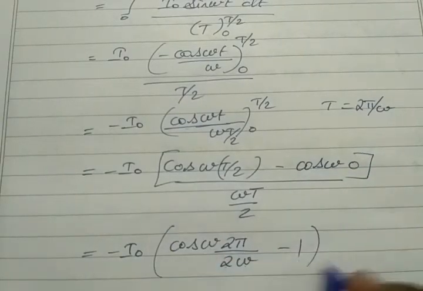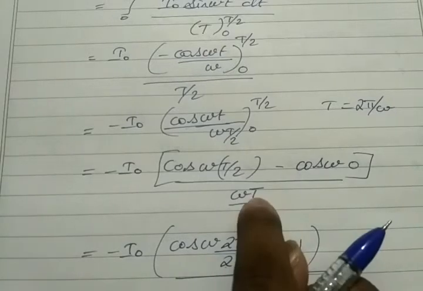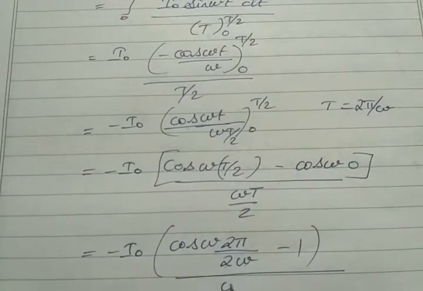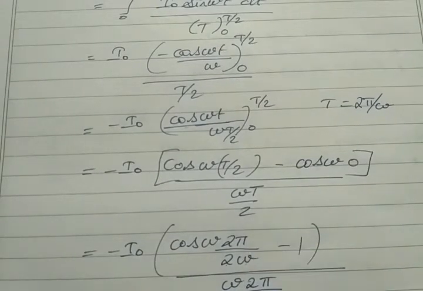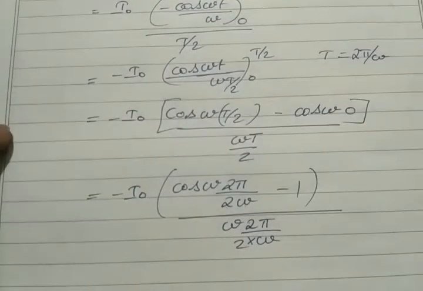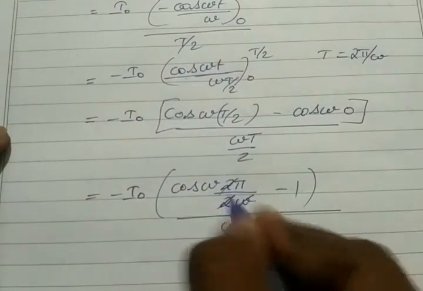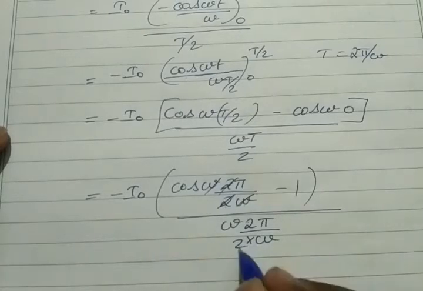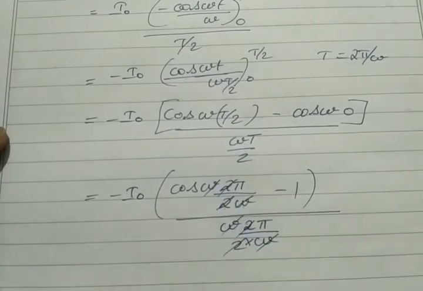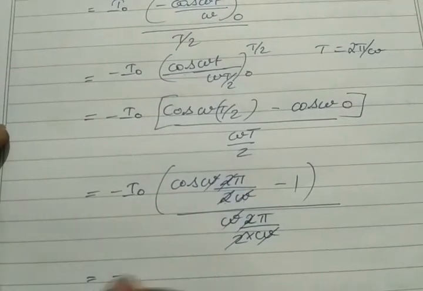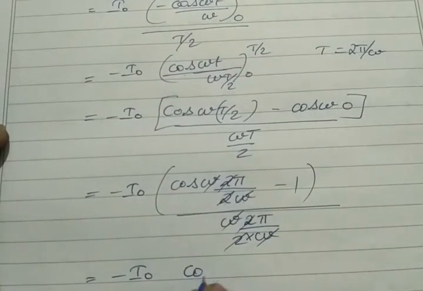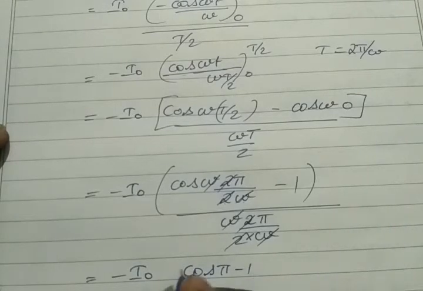Okay, so here also do the same thing. Instead of T substitute 2 pi by omega. Here we have 1 by 2, correct? So cancel the terms: the 2 gets cancelled, omega gets cancelled. Here also the 2 gets cancelled, omega and omega get cancelled. Here we have cos pi minus 1, and here we have pi. So minus I naught, cos pi minus 1, divided by pi.